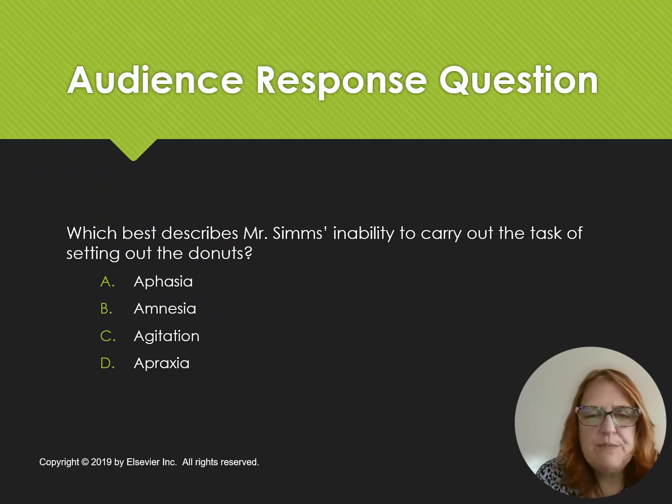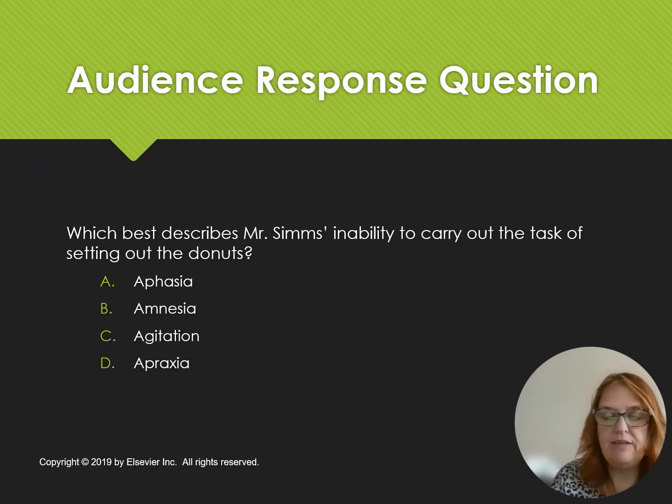Which best describes Mr. Sims' inability to carry out the task of setting out the donuts? The correct answer is D, apraxia. Apraxia is the inability to carry out motor activities and tasks despite intact motor function. Complex instructions are particularly frustrating for these individuals.